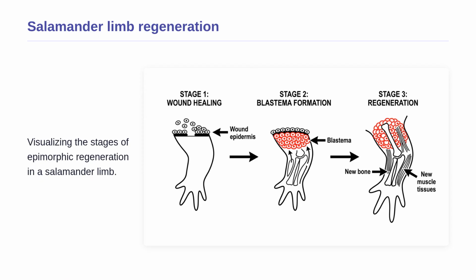Finally, on the right, you can see these cells proliferating and redifferentiating into brand new bone and muscle tissues, perfectly restoring the original limb structure. This diagram beautifully illustrates how exponential cellular growth translates into physical tissue replacement.